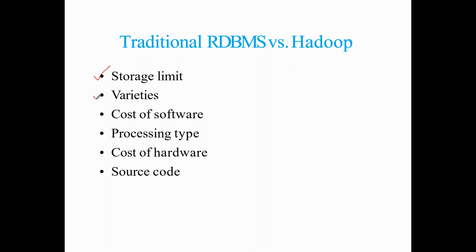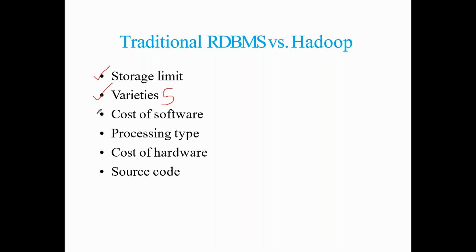Coming to the second point, varieties. In the traditional RDBMSs, we can store only structured data in the form of tables. We cannot store unstructured or semi-structured data in traditional RDBMSs. Coming to the other side, Hadoop can be used to store structured, unstructured, as well as semi-structured data. All types of data can be stored in Hadoop.